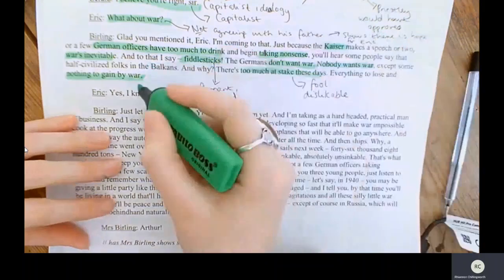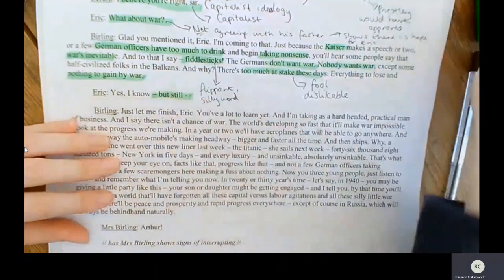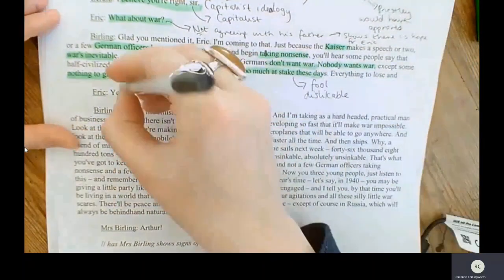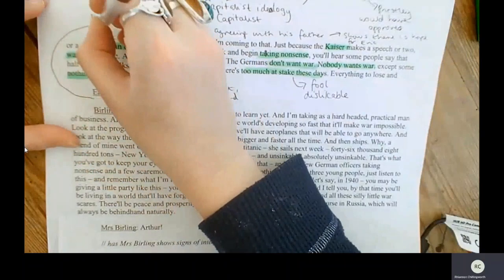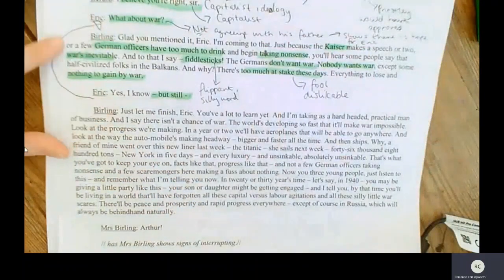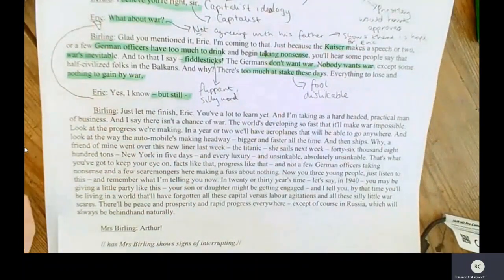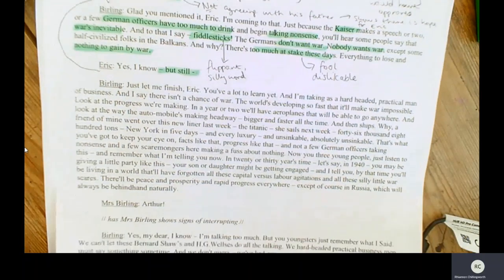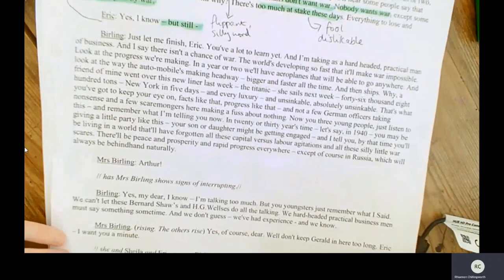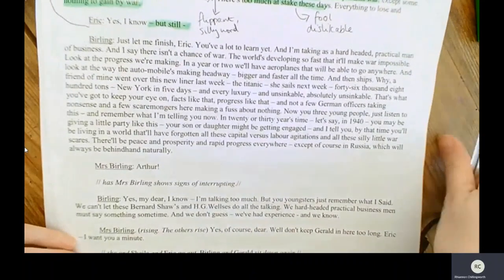Eric says, yes, I know, but still. So again, we see this idea of him disagreeing with his father. He's not comfortable with what Mr Birling is saying, so Priestley's hinting, just like he's done with Sheila not agreeing with what Mrs Birling says about these misogynistic comments about women just having to put up with how they're treated by their husbands, that in the younger generation, there is some hope.